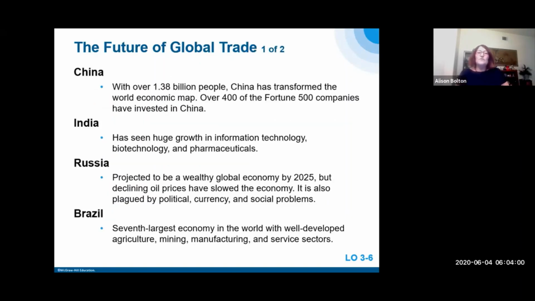So, future of global trade. China continues to grow. They have over 400 Fortune 500 companies. That's a huge, huge number. That means we only have 100. They have over 500 of them invested in China.